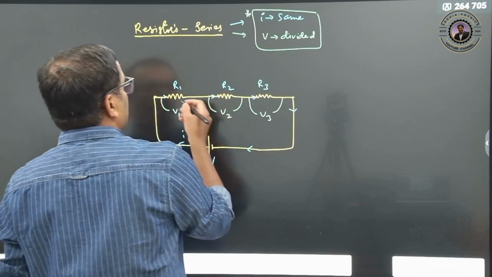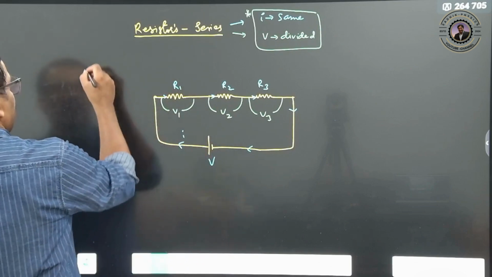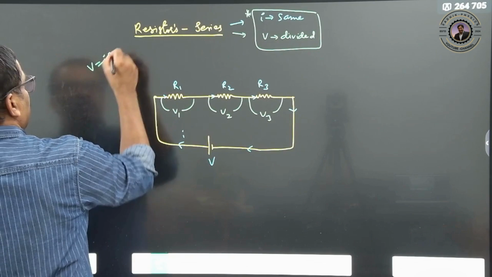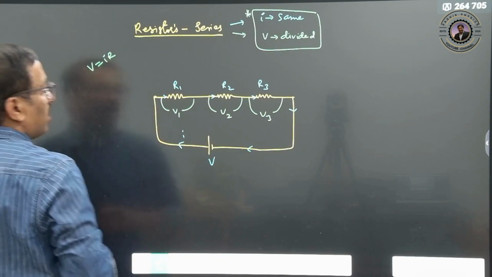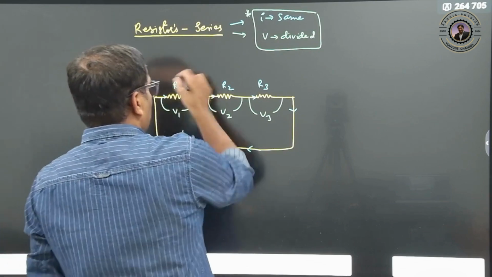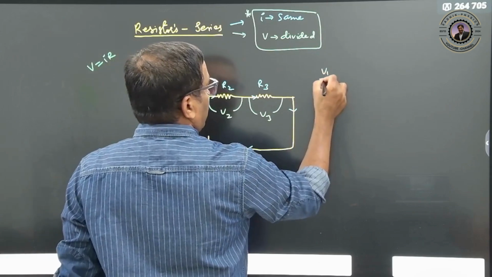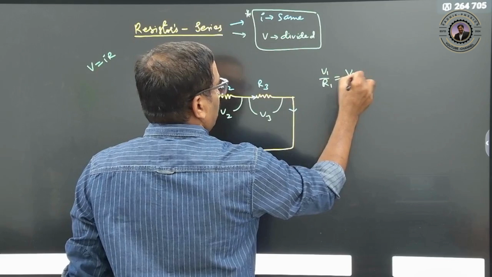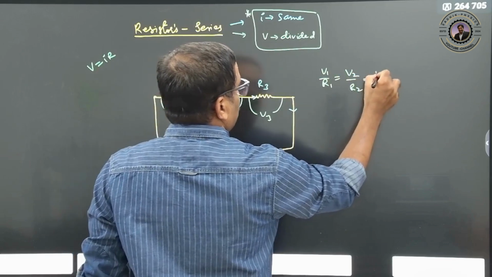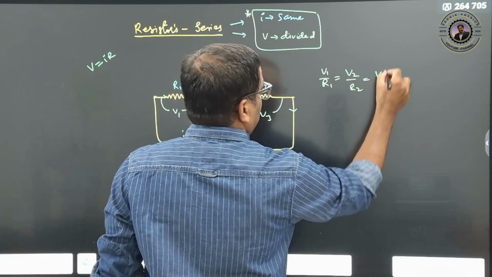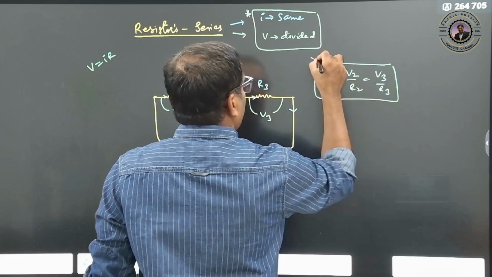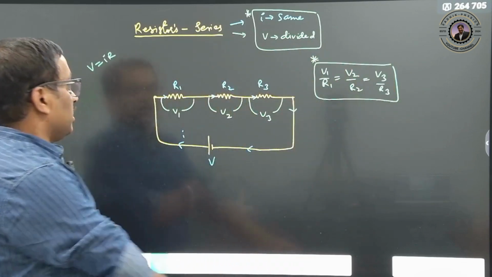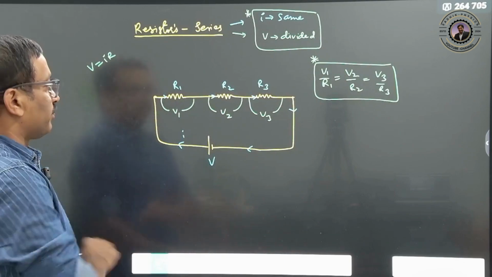So, I is equal to, what is the formula here now? V is equal to IR. So, V is equal to IR, I is equal to V by R. Therefore, across this one now, V by R, V1 by R1 is equal to V2 by R2 is equal to V3 by R3. This will be the same in the series combination now, clear, right.